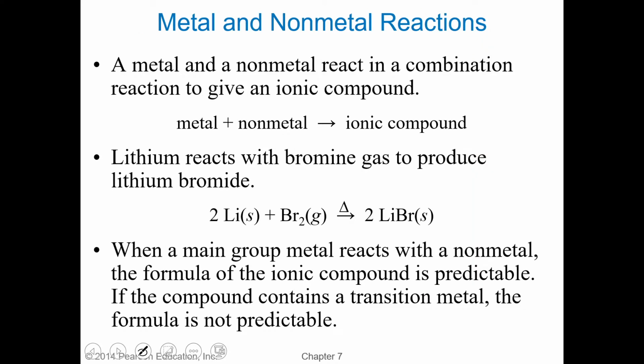Then finally, there are a metal and a non-metal in a combination reaction. So a single metal and a non-metal will come together to form an ionic compound. So an example of this could be lithium bromide. Solid lithium and bromine gas in the presence of heat will give us lithium bromide solid. That's just two things coming together to form one. You're going to have to go back and remember your charges and what happens when things become charged to figure out how they will come together.